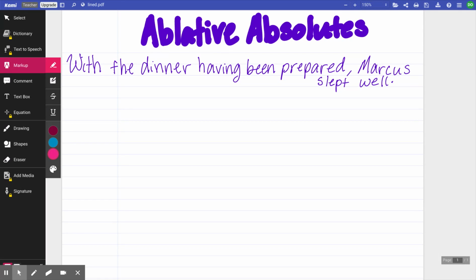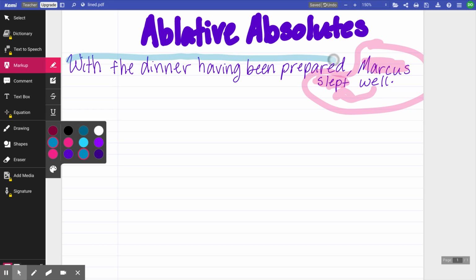Let's think about what is my main verb in the sentence. Well, it's slept. Who did the action? Marcus. And then we have this adverb, well, describing how he slept. So the main idea of the sentence, the main sentence, is Marcus slept well. What we are left with is this sort of participial little clause here, with the dinner having been prepared. This is what would be translated from an ablative absolute. So let's go ahead and see how they look in Latin.